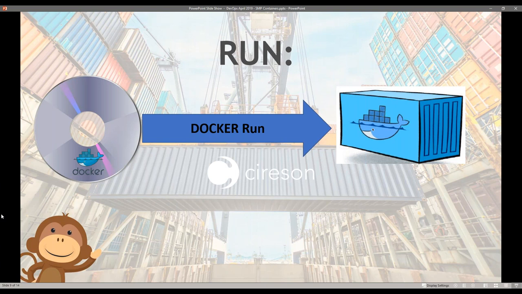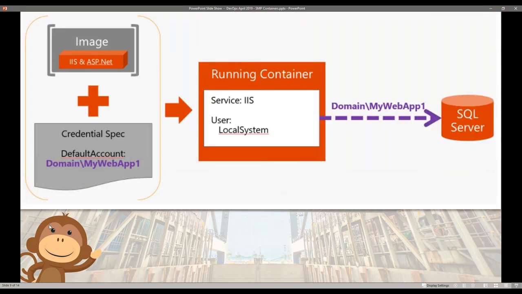So given containers aren't able to be AD joined and that the Cireson portal relies heavily on Windows authentication to connect to Service Manager, I think it's important to understand how permissions work in a container for Windows authentication. So if I look at this diagram here, what you can do is create a group managed service account and a cred spec file, which I'll go over later. It's also well documented on the Microsoft Docs website.